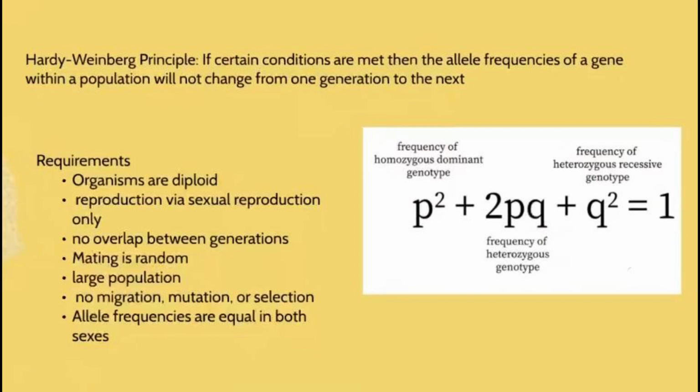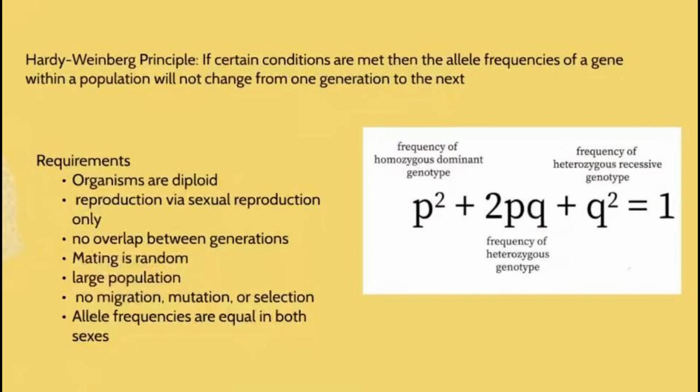So we can use the Hardy-Weinberg principle to calculate the allele and genotype frequencies within a population, and we can use it to predict how these frequencies will change in future generations and see if evolution is occurring in these populations.